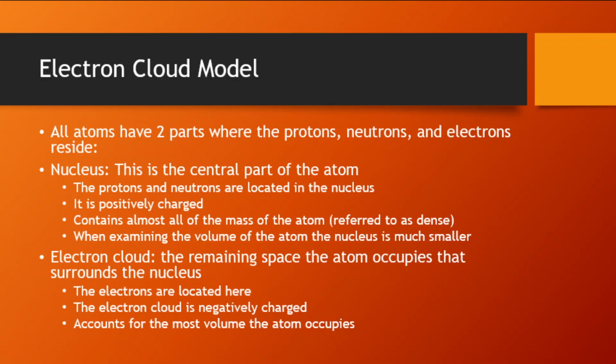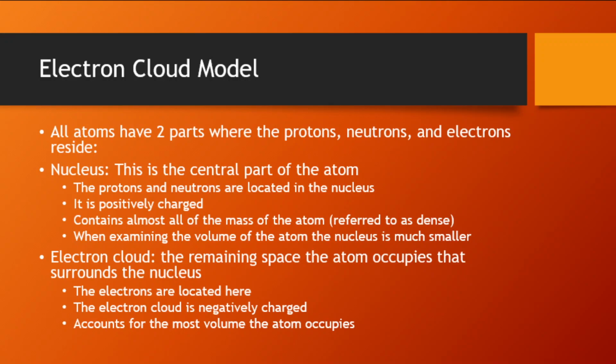And so in the electron cloud model, you've got the nucleus, so we're still using that same idea here. And this is the central part of the atom. It's at the very center of the atom. Now, the nucleus, this is where the protons and the neutrons are located within your atom. They're in the nucleus. Now, if you're remembering, because protons are positively charged and neutrons are electrically neutral, that means that the nucleus itself has an overall positive charge.